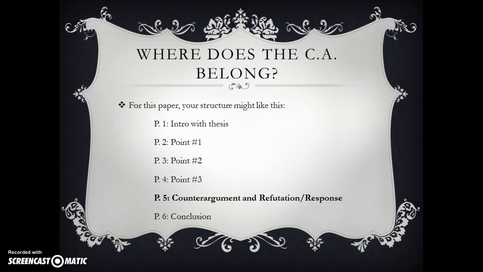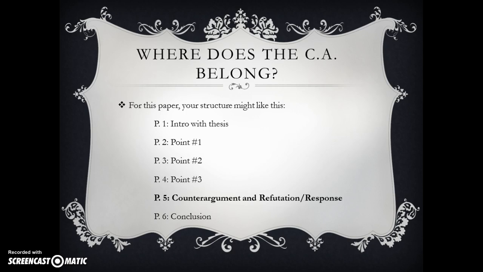Counterargument can go in a couple of different places in an essay. I think probably a lot of high school teachers teach it this way, to have your point number 1, your point number 2, your point number 3, and then add an extra paragraph where you deal with some counterargument, refutation, responses. That would be the paragraph before the conclusion. So you put it all in one place, in other words, all in one paragraph, usually towards the end.